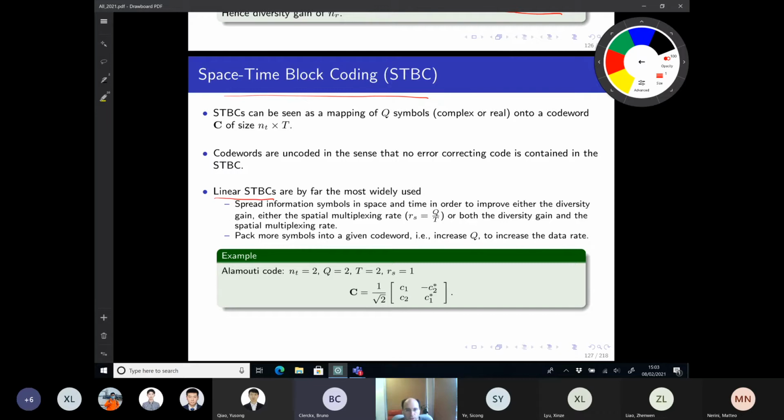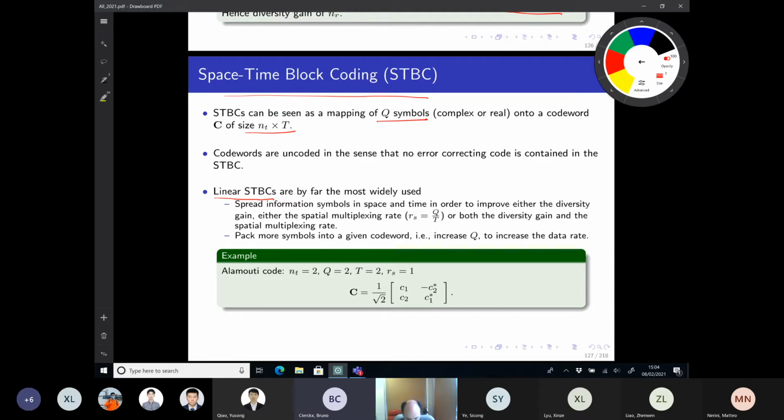So space-time block codes is one case where you map those Q symbols onto the code word NT by T, as we have seen before. But that might not be the only way of doing that. There are codes that perform error correction coding as part of the space-time code. In the space-time block codes, there is no error correction occurring as part of the STBC. The error correction is done before, where you map the bits to the symbols. In that operation, you do error correction first, and then you map them to the space-time code.